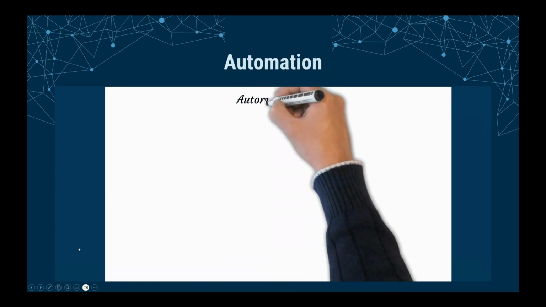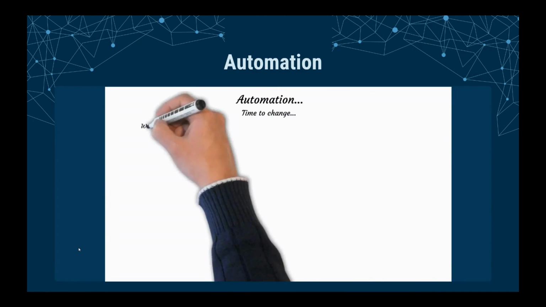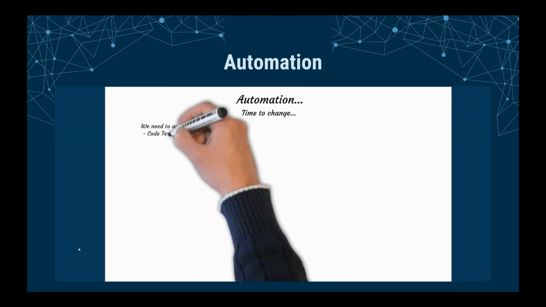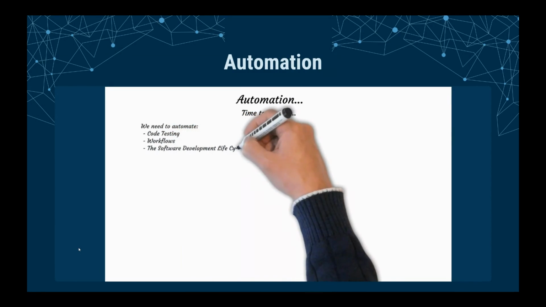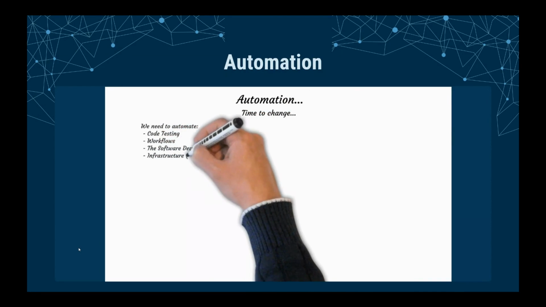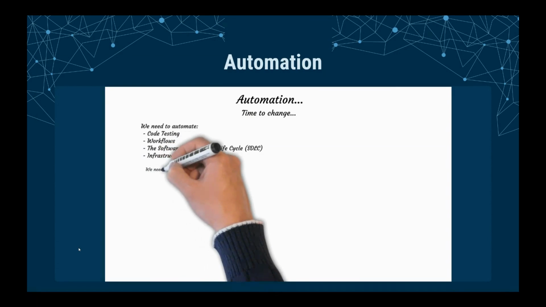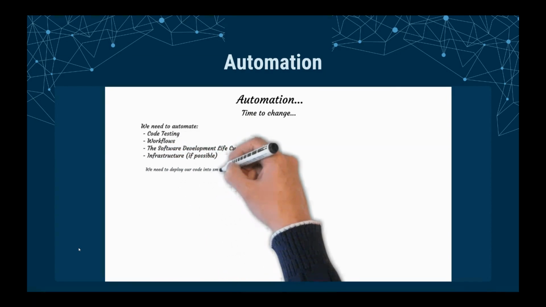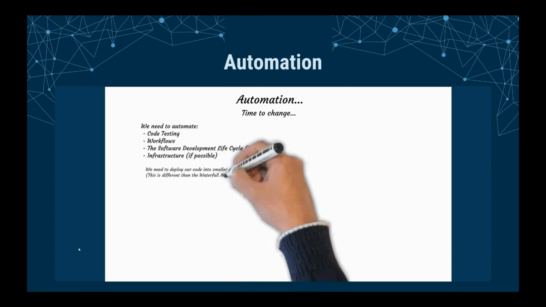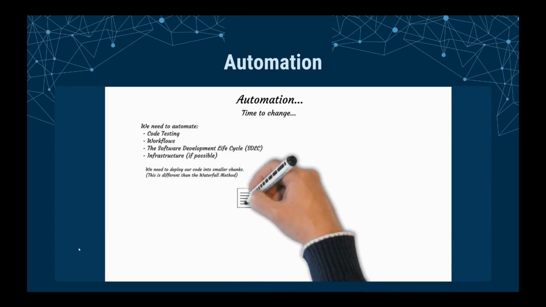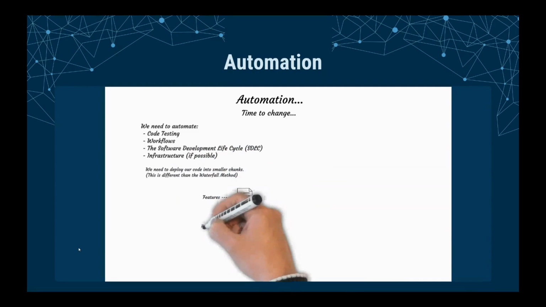So let's get to automation. So automation, what does it mean? Time to change. But what if we can automate things like code testing? What if we can automate the workflows, the processes, the software development lifecycle, and again, the infrastructure if possible? I know not everybody can do that. One way we can start doing that is what if we think about what I said and start deploying our code in smaller chunks, smaller features, like maybe features themselves, user stories, right? That's a good one. Or bug fixes.